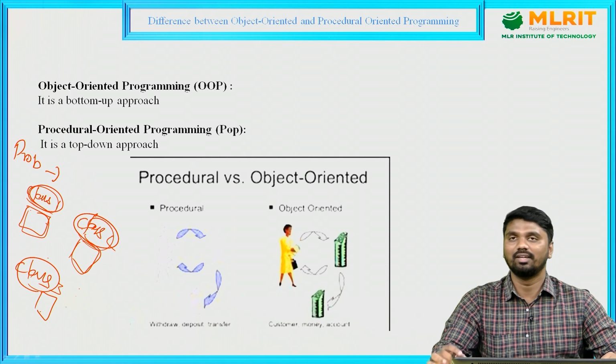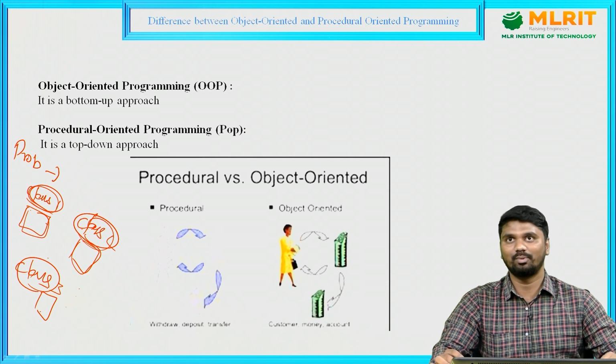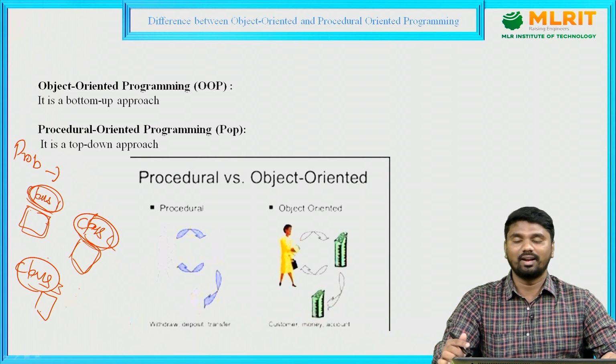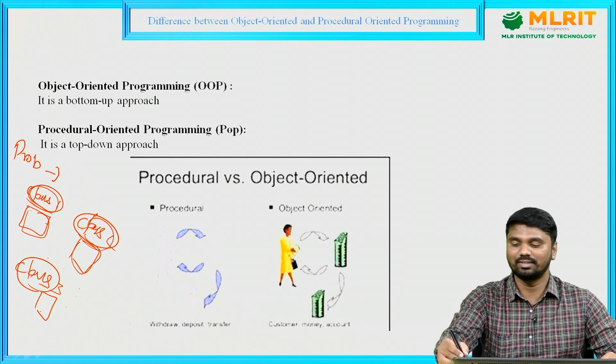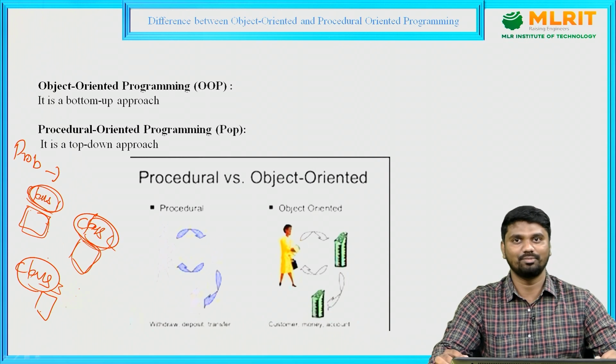It means object oriented programming language gives more priority to the data, compared to procedure oriented programming language, because in procedure oriented programming language data has low priority and functions have high priority. But in object oriented programming language, data has high priority, and classes have less priority, that means objects. So this is the main difference between object oriented and procedure oriented.